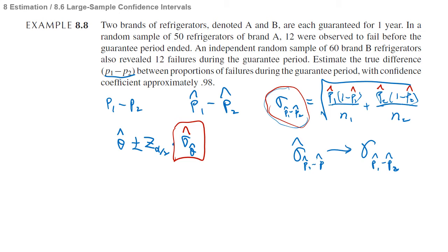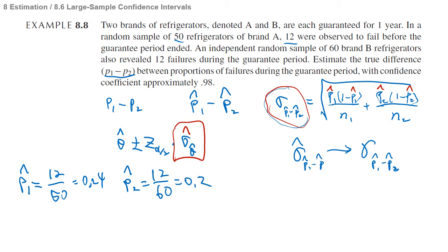From here, P1 hat is, among 50, we have 12, so 12 over 50, which is 0.24, and P2 hat is 12 over 60, which is 0.2. Okay, and so now we can calculate the lower bound and upper bound.